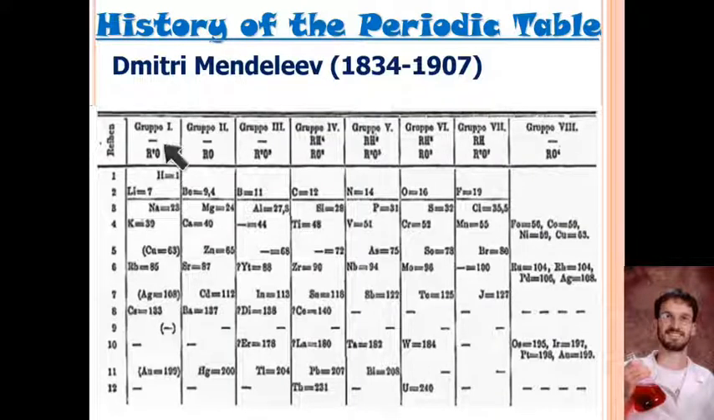We have the groups, group 1, 2, 3, 4, 5 all the way across. We have the periods or the rows that go down the side. And we have these elements. And these lines represent the spaces that he was leaving, that he was predicting there would be something to fill it in with.